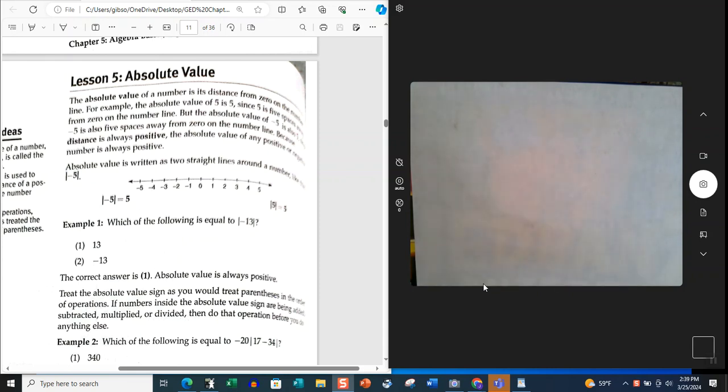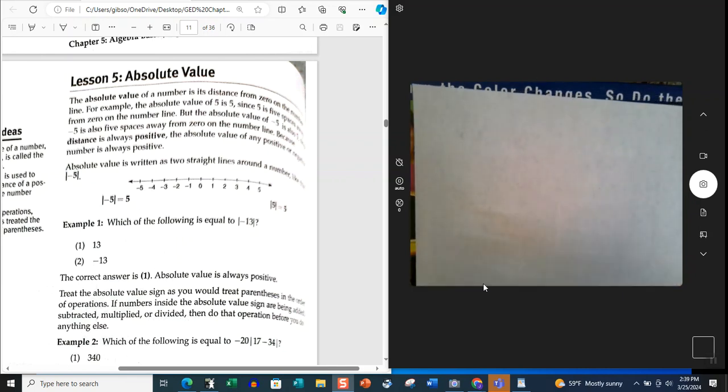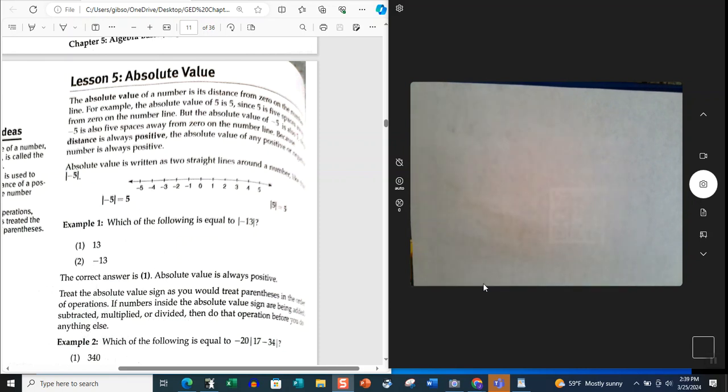Okay, so now if we look down at example 1, it asks us, which of the following is equal to the absolute value of negative 13? Now, if you notice here, we had an absolute value of negative 13. Remember, I told you your answer from absolute value is always positive or zero. So your answer would be the number 13. Absolute value of negative 13 is 13.